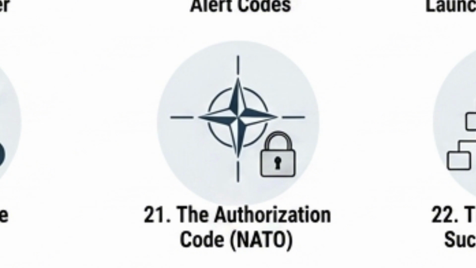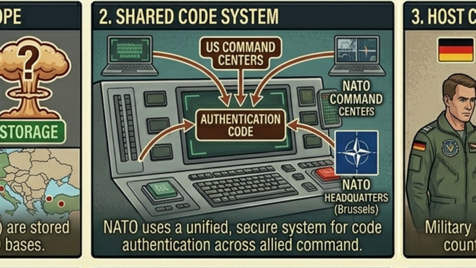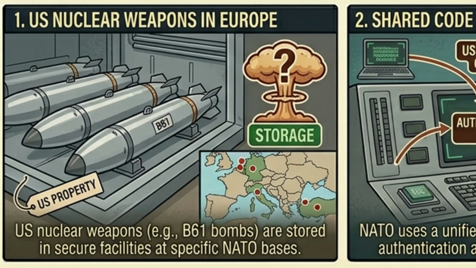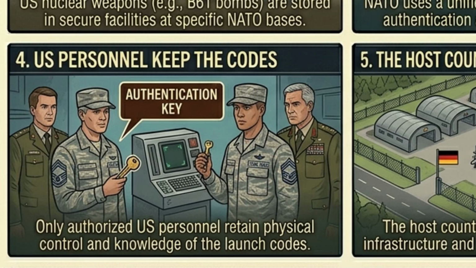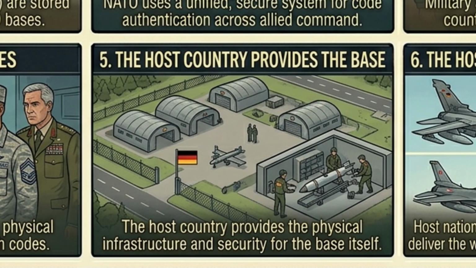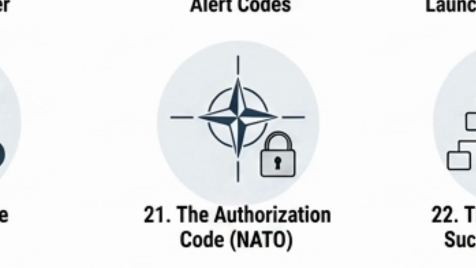21. The authorization code, NATO. NATO has a shared code system for U.S. nuclear weapons stored in Europe. Host countries, Germany, Turkey, Belgium, Netherlands, Italy, do not have the codes. U.S. personnel keep the codes. The host country provides only the base and aircraft.